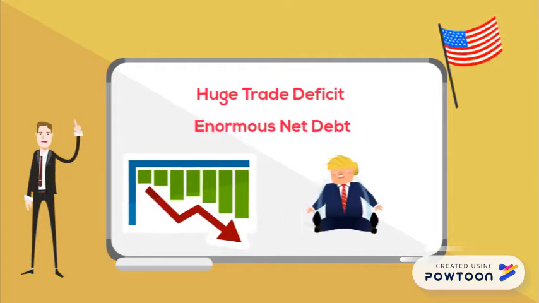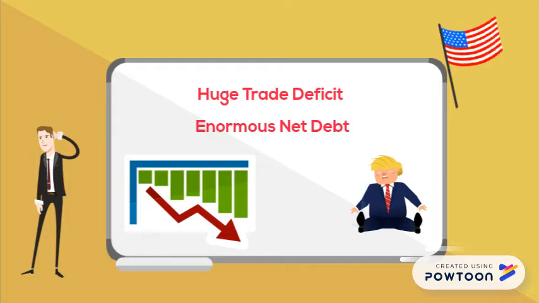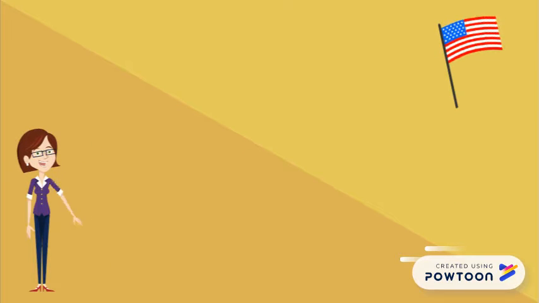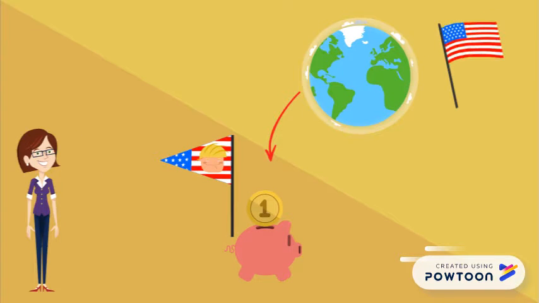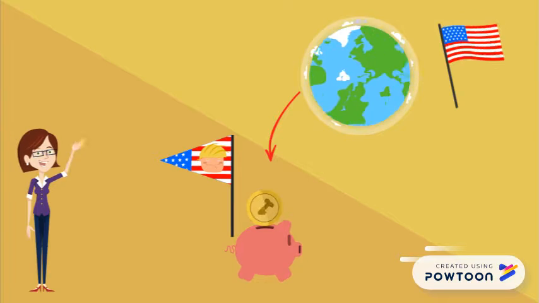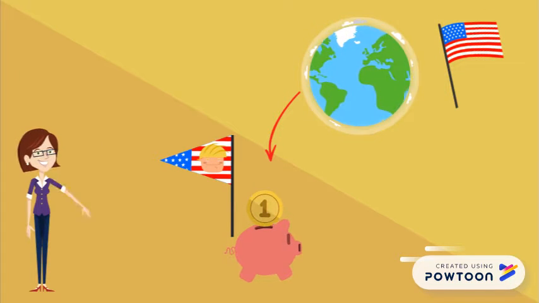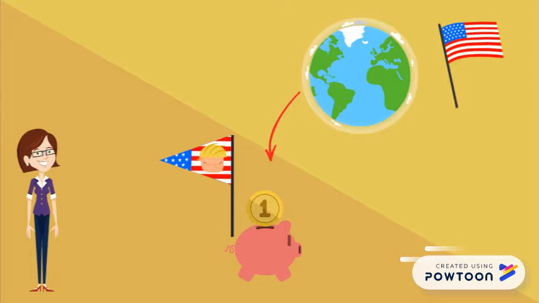The huge trade deficit and an enormous net debt. We can conclude that the US is a net borrower from the rest of the countries. According to the intertemporal trade model, it suggests that United States consumers are willing to forego future consumption to obtain a marginal increase in current consumption.